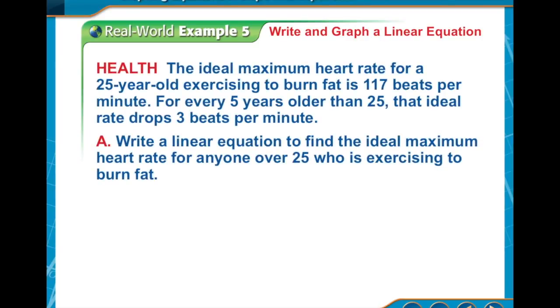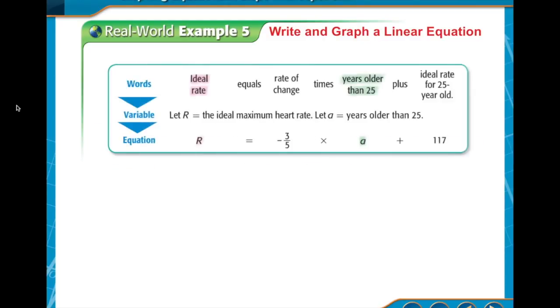So if we take what was given in this sentence and we pull out the numbers and the context that they're in, that's actually going to give us everything we need to know. So we know we want to find the ideal rate. We can call that any variable we want. For this one, we choose R.